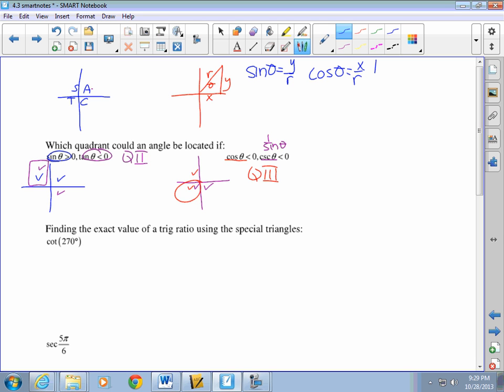And then the last one was tangent. So tangent is opposite over adjacent, so that's y over x. And our little acronym for that, you might remember, was SOH CAH TOA. So this one helps you too when you're doing questions like this example that we just finished, where you're trying to figure out which quadrant things are positive in, and then also when it comes to finding values.